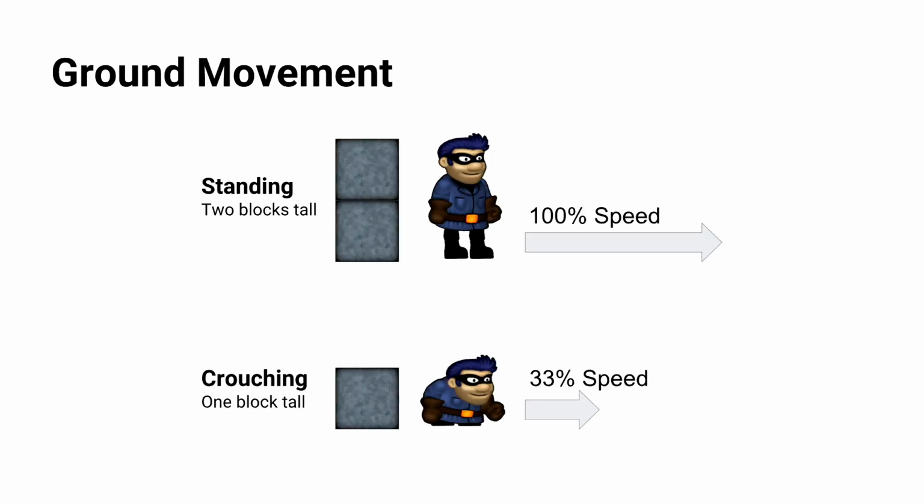And you move at a speed of 100% when you're standing up. When you're crouching, you're only 1 block tall, or a little bit smaller than that, and you move at a third of that, or 33% speed, by default. You can adjust all of this in the code. We have a bunch of variables exposed to handle that. But our ground movement is very simple.